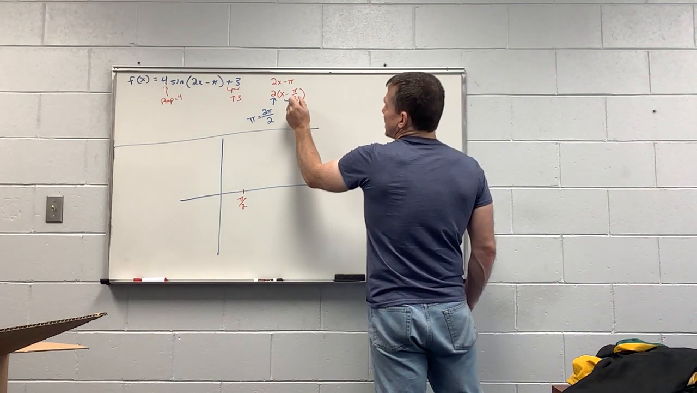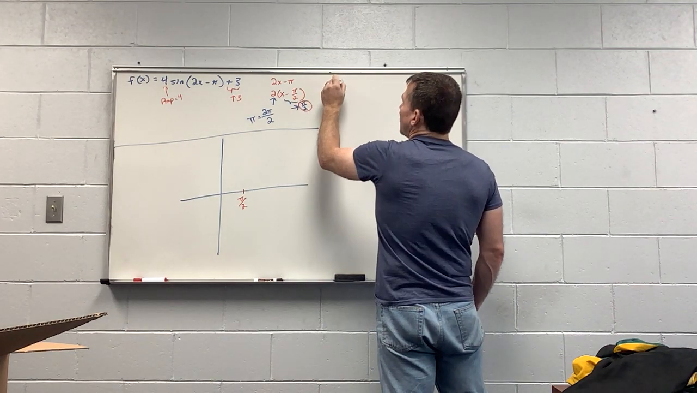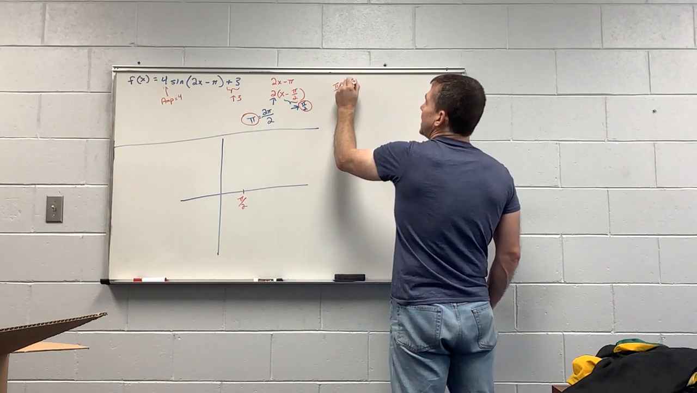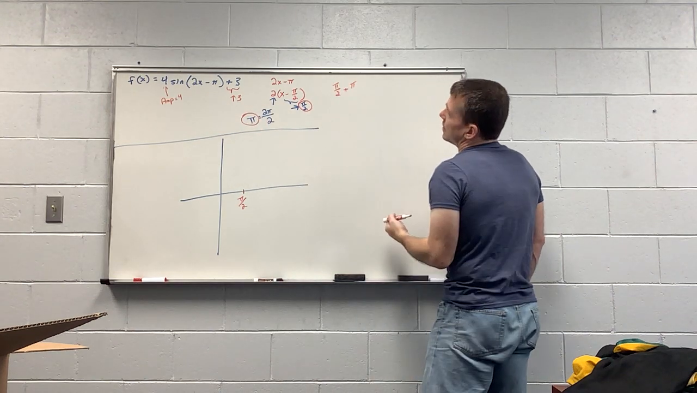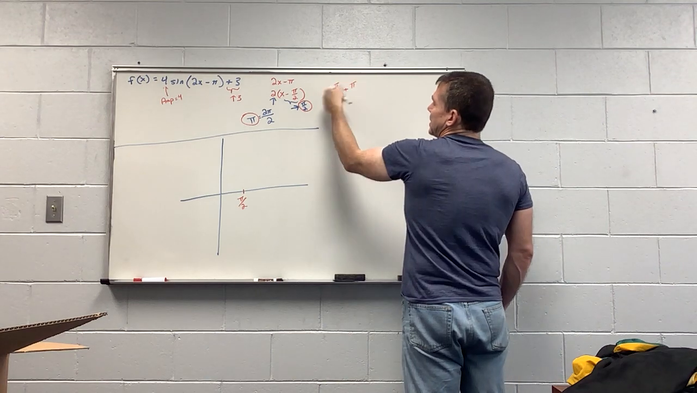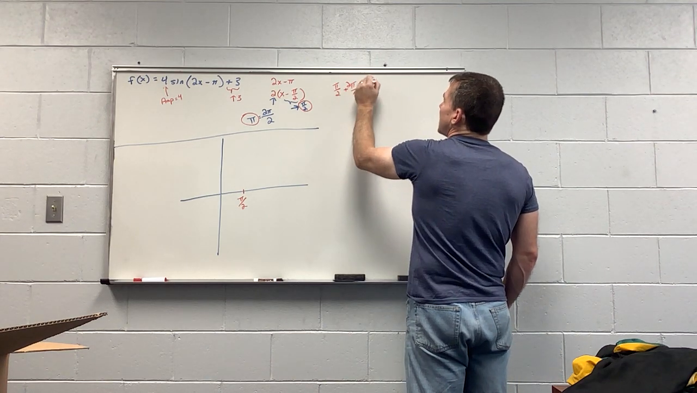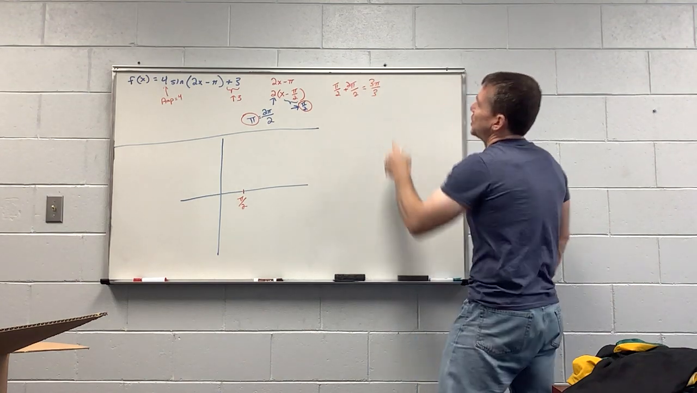Now I find my ending point. And the easiest thing to do is to take my starting point, pi over 2, and then add my period, which is pi. Common denominator is 2, so multiply that by 2 on top and bottom, 2 pi plus pi. That's 3 pi over 2.